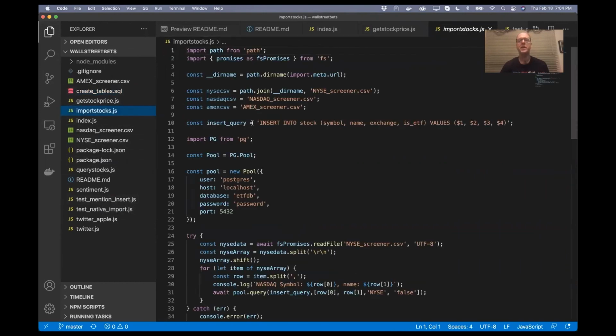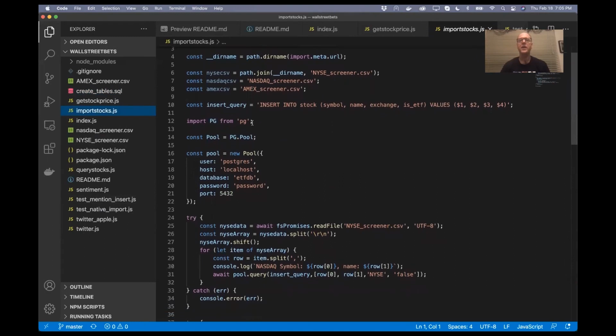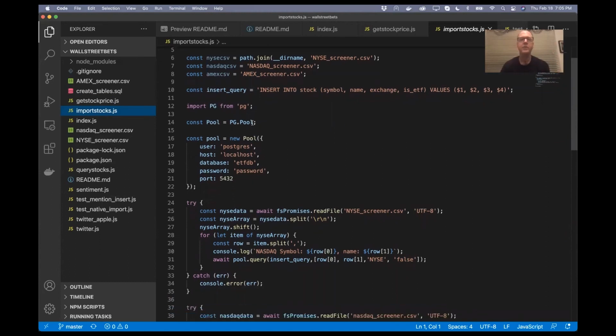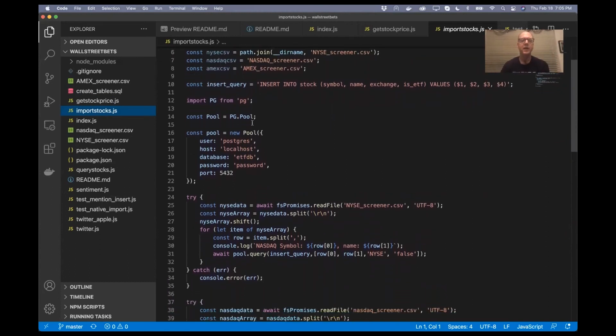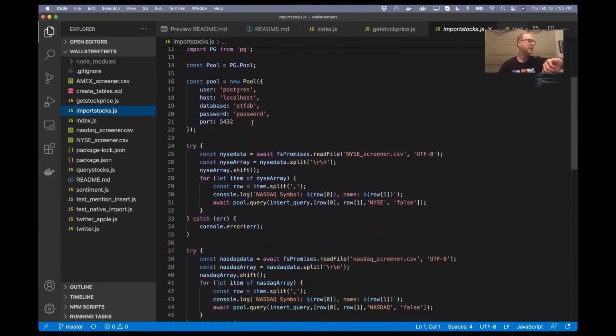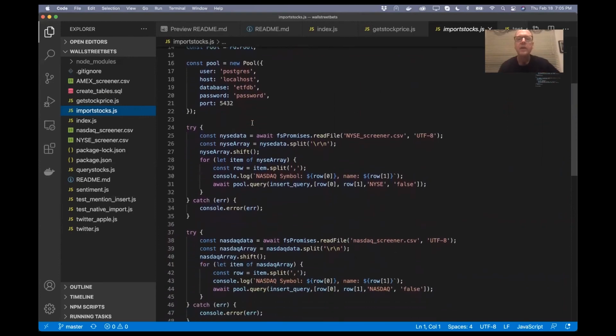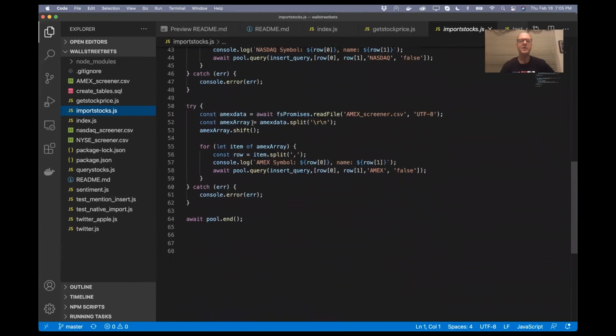What it will do is take these CSV files. I just got these off of NASDAQ. Anybody can go to NASDAQ and download a current list of all the stocks that are being traded. And then I'm just loading this up into that stock table.